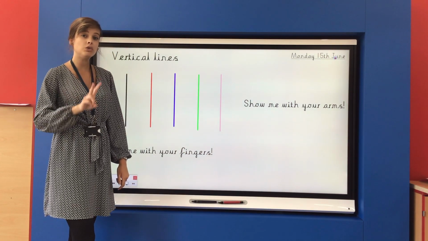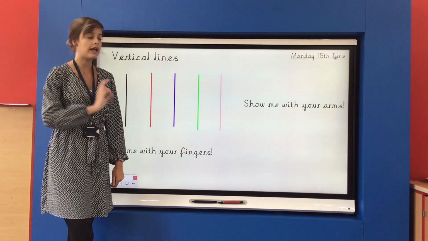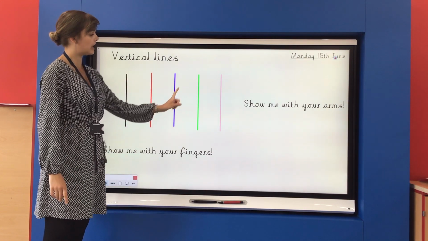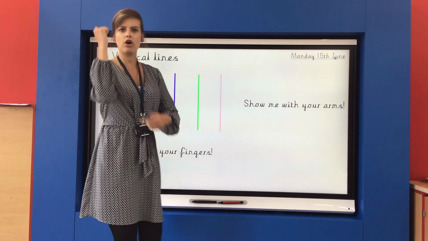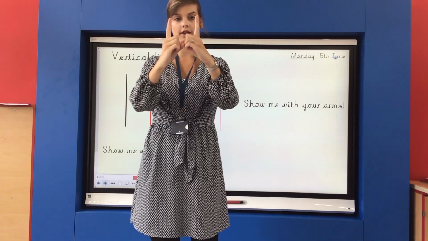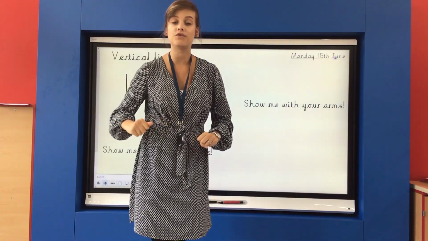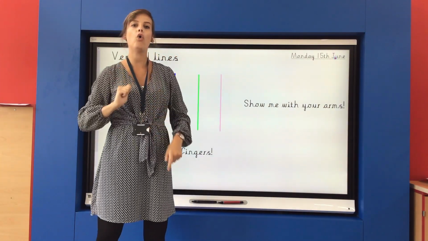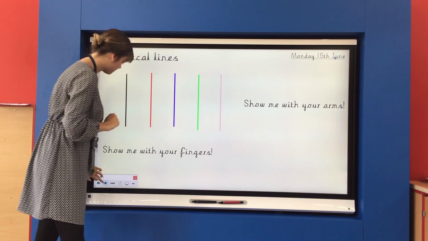And there are two types of lines. But again, we're going to focus on vertical lines. I've got lots of vertical lines here, but you can show me with your arms. A vertical line goes up and down, or you can show me with your fingers. So if you ever need to remember what a vertical line is, you can always use your arm and think it goes up and down, or I've got another way.